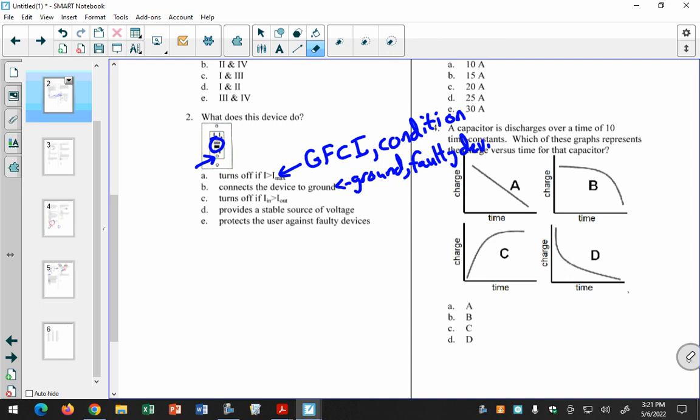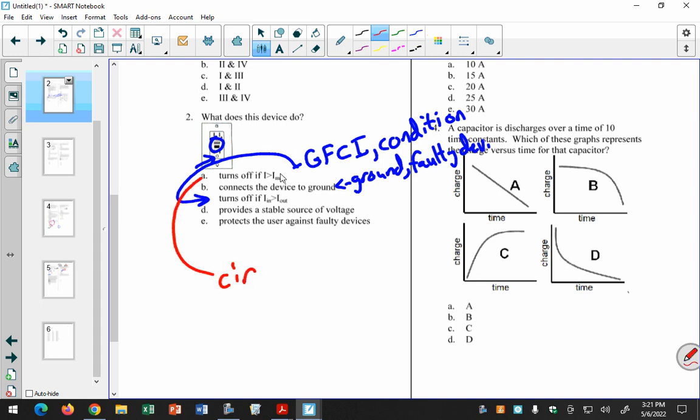Actually, did I read that right? No, this is not GFCI. This is GFCI. This A is your circuit breaker. Be careful, those look a lot alike. I just didn't read the subscripts there. This is your circuit breaker. It turns off if the current exceeds the allotted amount. So if you turn on too many things in your house, the circuit breaker will kick off because the current that you're pulling through that wire is going to exceed the safe capacity of that wire.